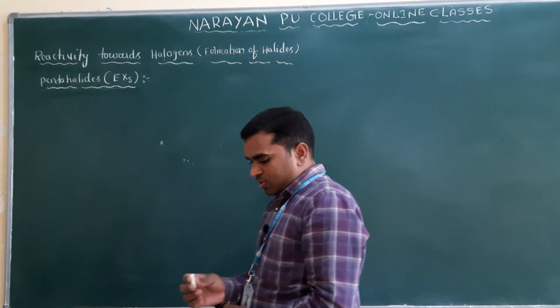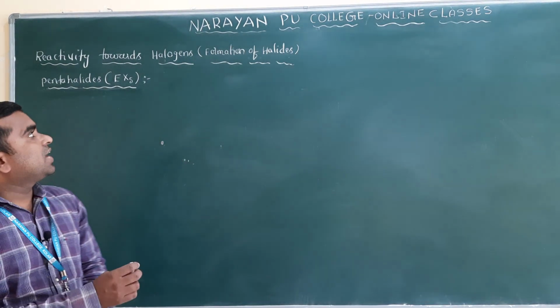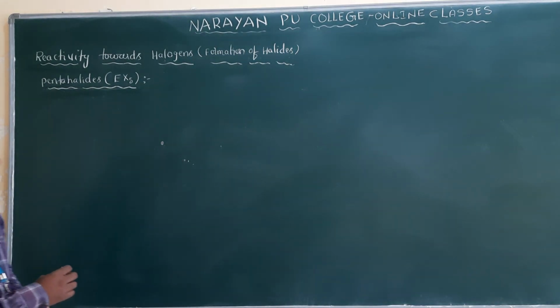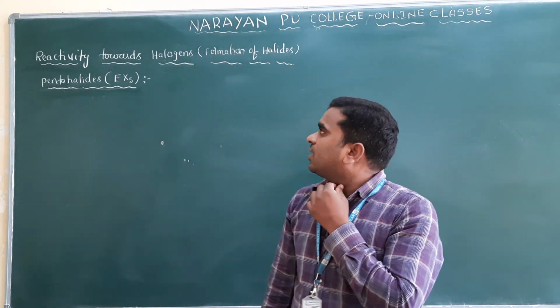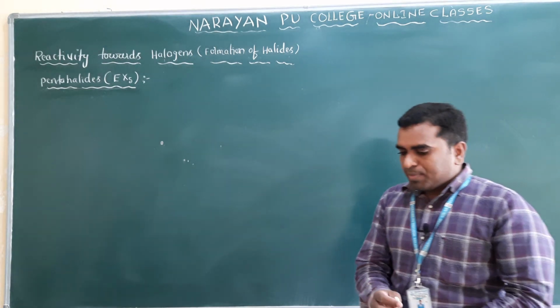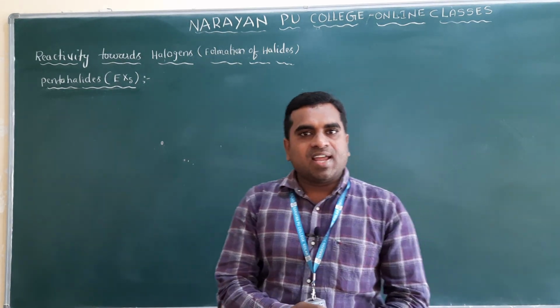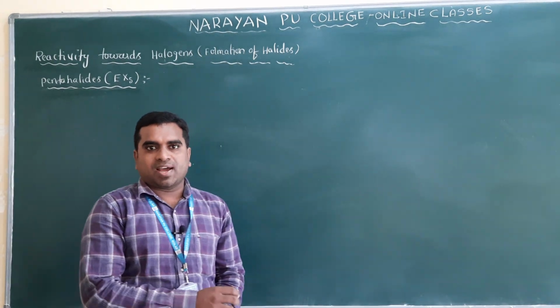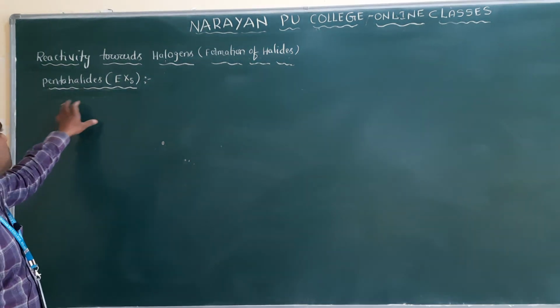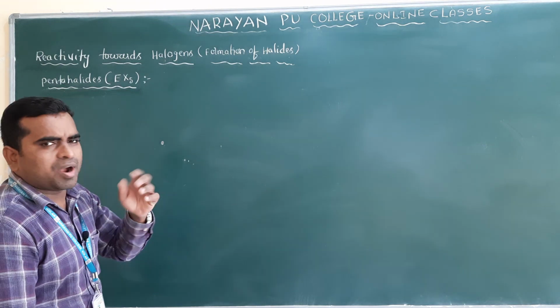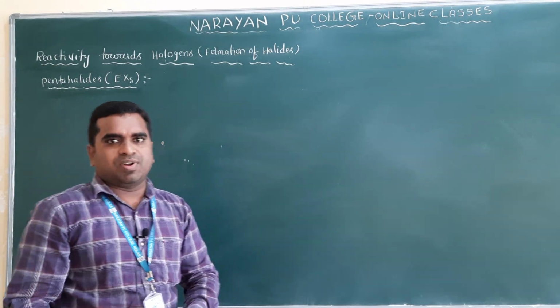In the last video, we discussed the reactivity of group 15 elements towards the halogens. In the first part, I already mentioned that group 15 elements form two types of halides: trihalides and pentahalides. The trihalides part is already completed, and now it is pentahalides. We will discuss the same points that we discussed for the trihalides.